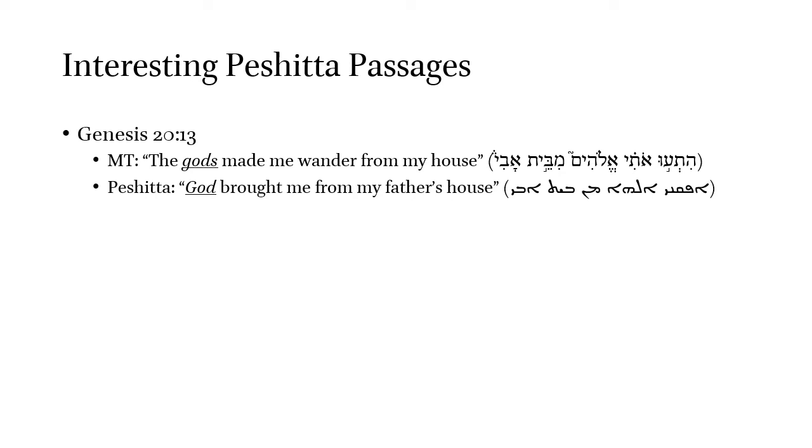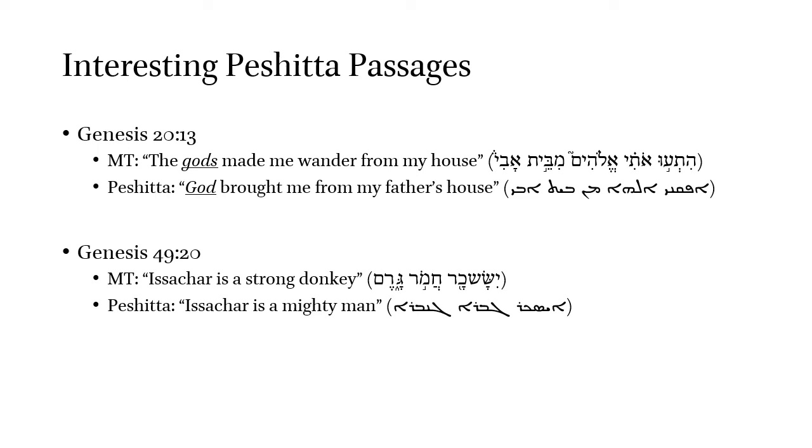And then here in Genesis 49:20, where Joseph is blessing his sons, he says that Issachar is a strong donkey. And that, of course, could be a compliment, you know, just like dog in Semitic languages is not necessarily an insult, like Caleb means dog, right? Dogs are ferocious. It's like calling somebody wolf. But in the Peshitta, they change that to Issachar is a mighty man. Okay, so that's the Peshitta.